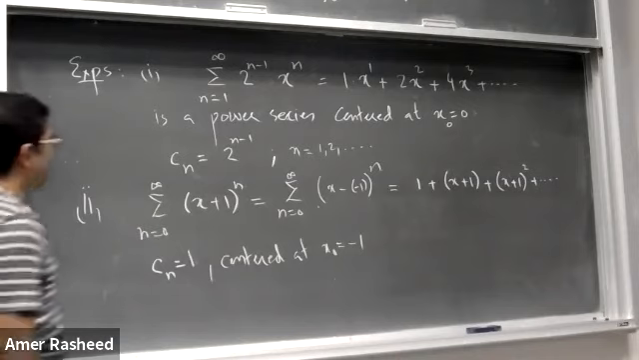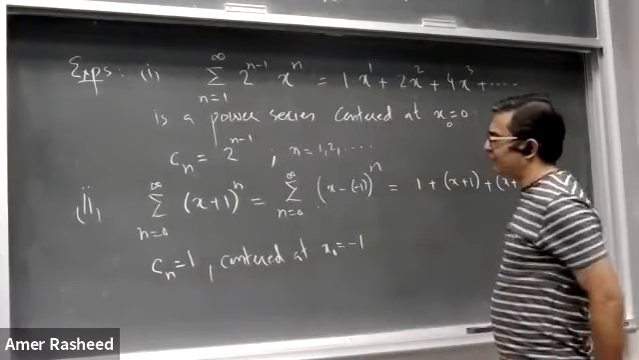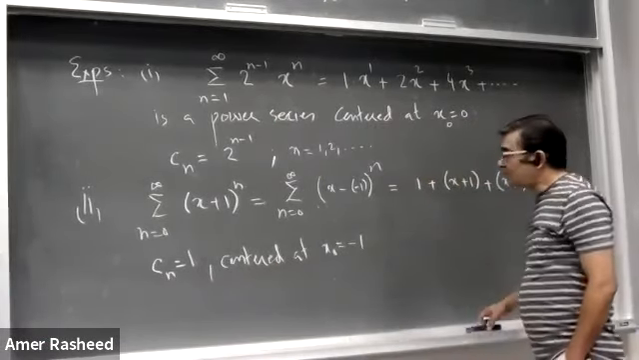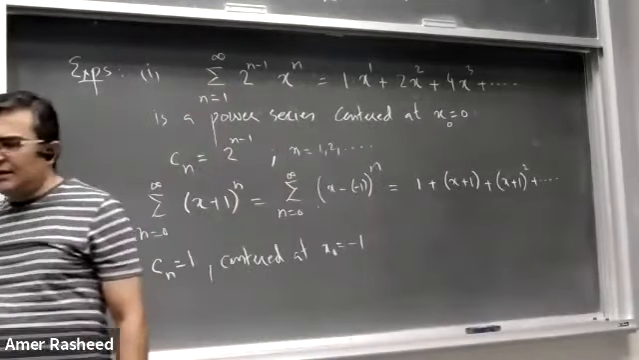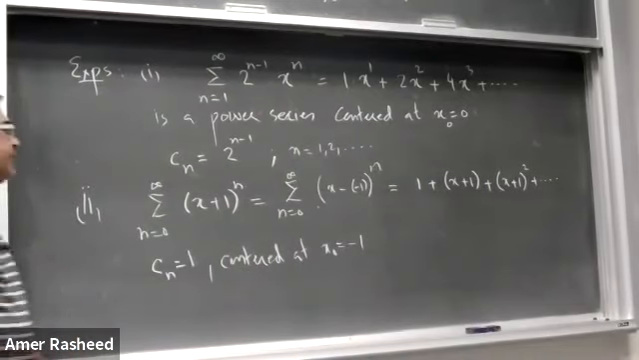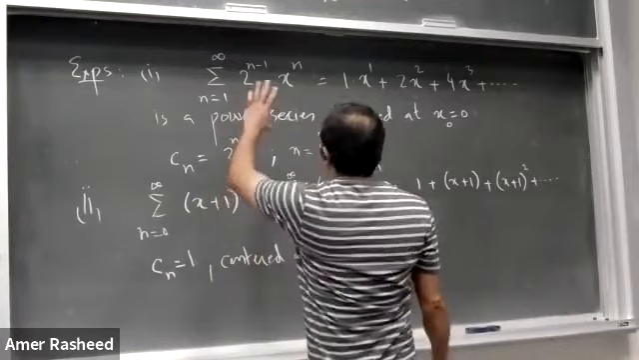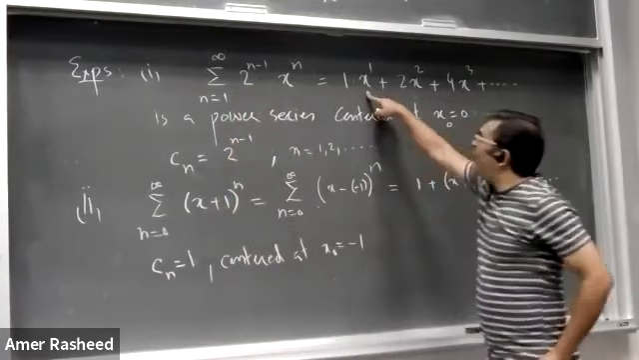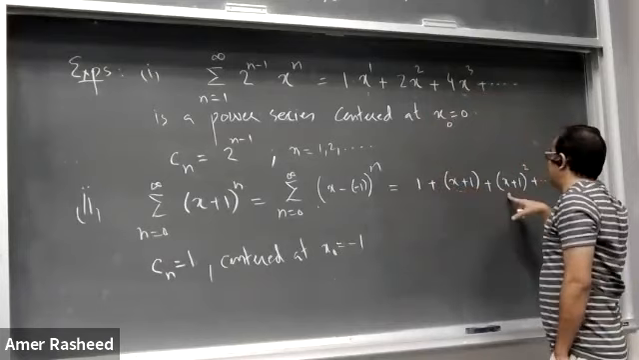Now, what is the convergence of this series? How do we discuss the convergence of the series? Using a similar technique, the convergence of this power series involves the variable x. Here we have x plus 1, and so on.